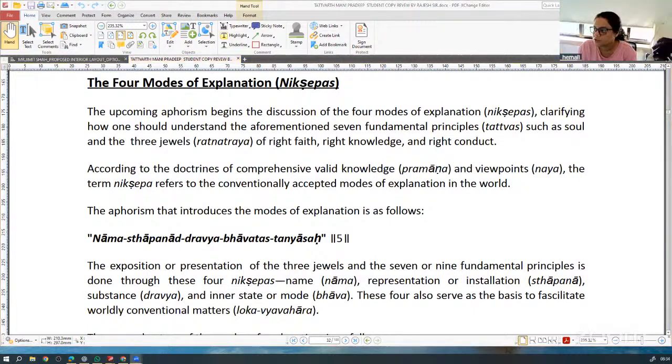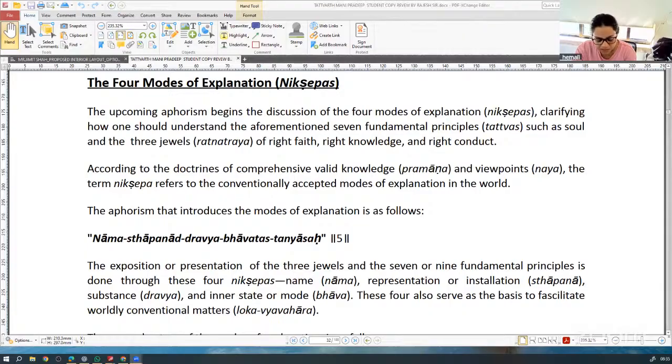The 4 modes of explanation, nikshep. The upcoming aphorism begins the discussion of the 4 modes of explanation, clarifying how one should understand the aforementioned 7 fundamental principles, tattvas, such as soul, and the 3 jewels, ratnatraya, of right faith, right knowledge, and right conduct. According to the doctrine of comprehensive valid knowledge, praman, and viewpoints, the term nikshep refers to the conventionally accepted modes of explanation in the world. The aphorism that introduces the modes of explanation is as follows.